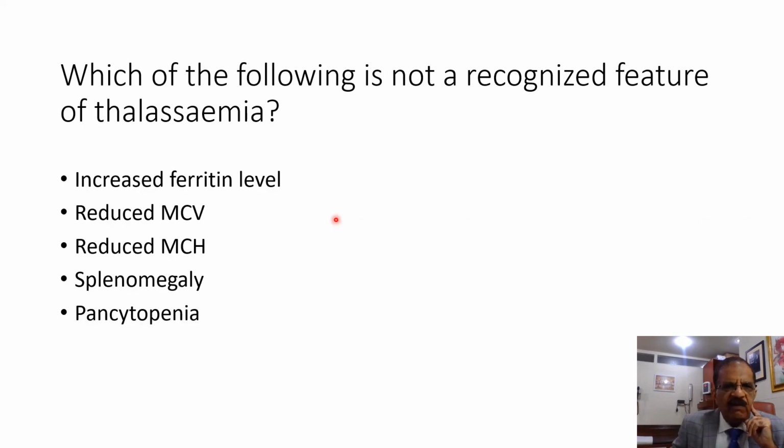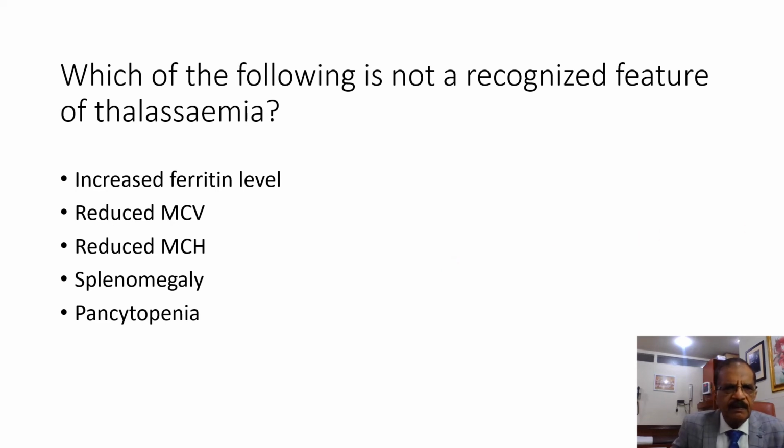Increased ferritin level, reduced mean corpuscular volume, reduced mean corpuscular hemoglobin, splenomegaly, and pancytopenia. Which of these is least likely to be present in cases of thalassaemia? Mostly thalassaemia minor, or maybe major also. So which one do you think does not fit in the diagnosis of thalassaemia?